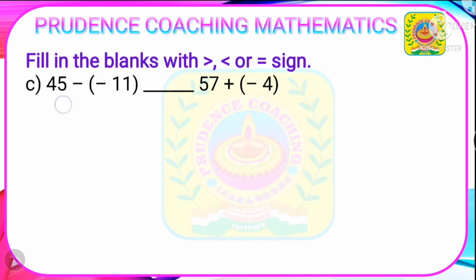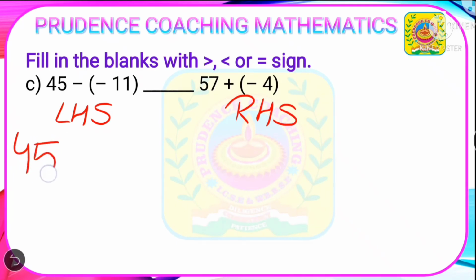So this is LHS and this side is RHS. Now 45 you will write with the sign, as it has plus, you need not write anything. Here we have minus and minus, so it will become plus and you will write 11. Now you will apply the additive property. Here also plus, here also plus, that means you need to add both the numbers, so you will get 56 and you need to give the sign of the bigger one, so it is plus.